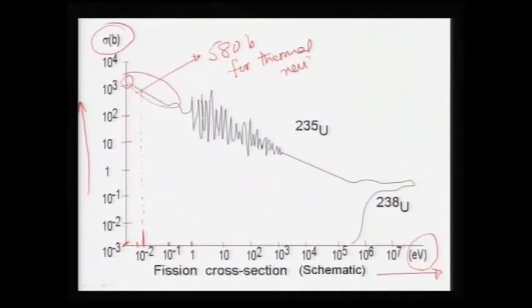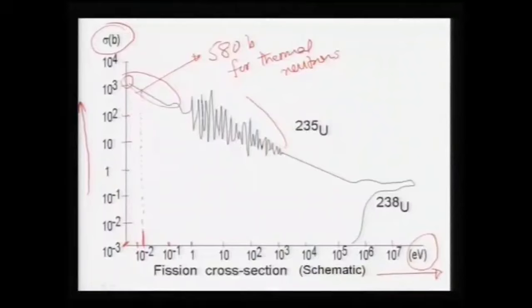Thermal neutrons means where the kinetic energy of this neutron is about say 0.025 electron volt, corresponding to thermal motion at room temperature. So, this is something of the order of 600 barn or so, and then it decreases.